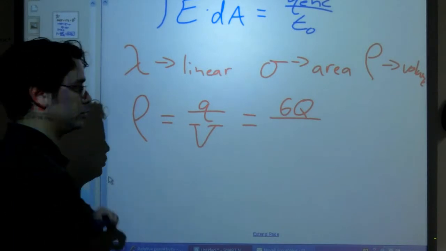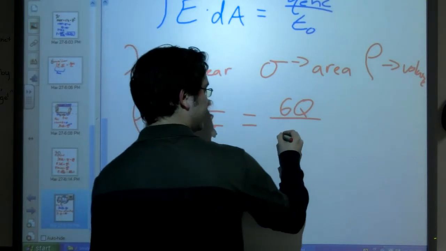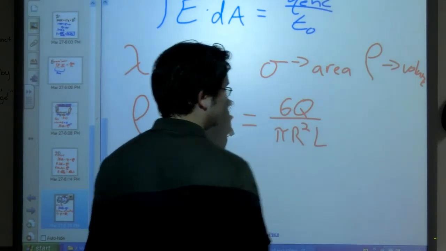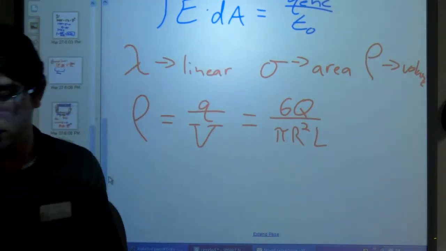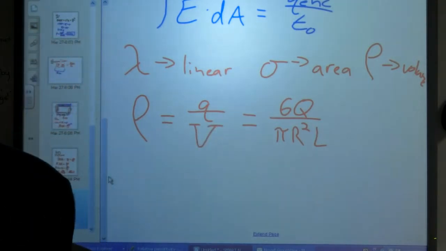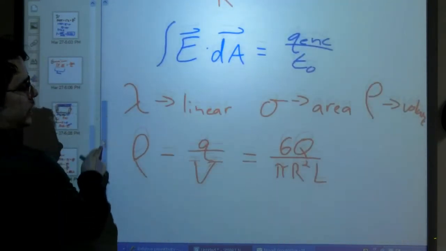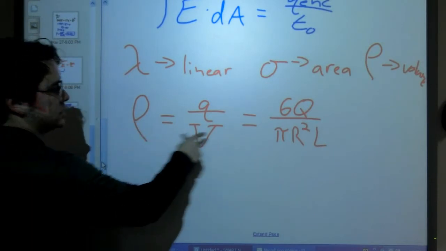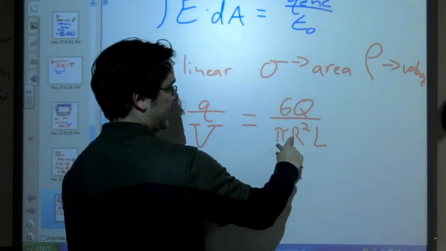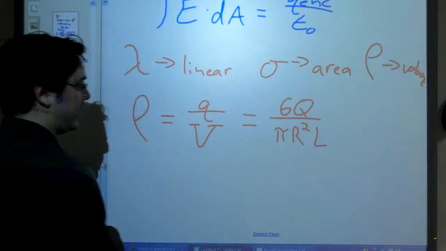My total charge on this section is 6Q, divided by my volume, so I need the volume of a cylinder. That's going to be pi capital R squared times L. That's the area of the cross section multiplied by the full length. That gives me the volume of a cylinder. Hey, that's it. I found my density because I know that 6Q is uniformly distributed over this entire volume, pi capital R squared L, because we're talking about the whole section of wire we're looking at with that length L.